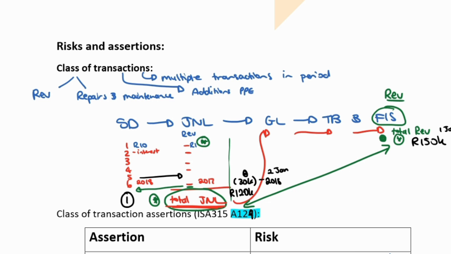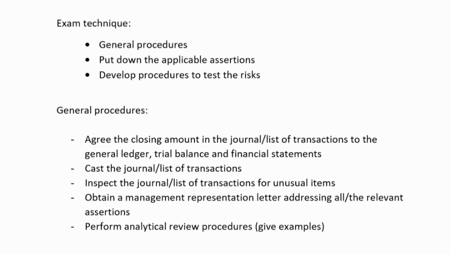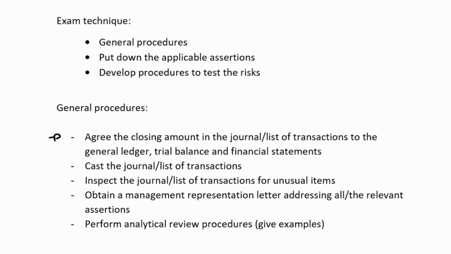because that's what you're going to be reporting. So first and foremost, my general procedure is going to be to agree the closing amount in the journal or the list of transactions that I'm going to be selecting from to the general ledger, the trial balance, and the financial statements. The most important of these is actually the financial statements, because that is what I'm going to be expressing my opinion on. But I'm going to be selecting my samples from the list of transactions or the journal.